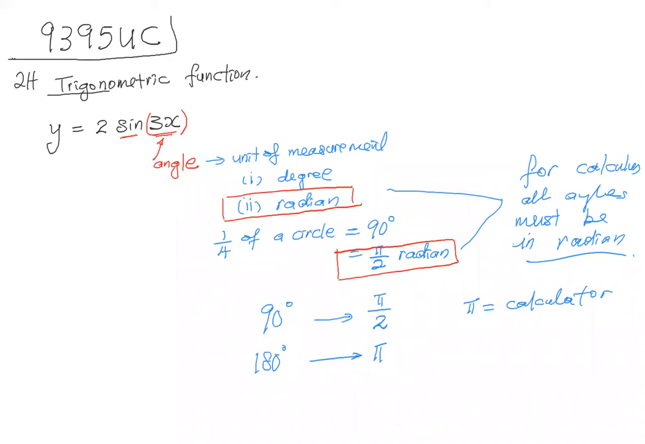Very important. We are talking about calculus, so all angles must be measured in radian. Got it? Okay, so in this chapter, all angles are in radian. Get me?